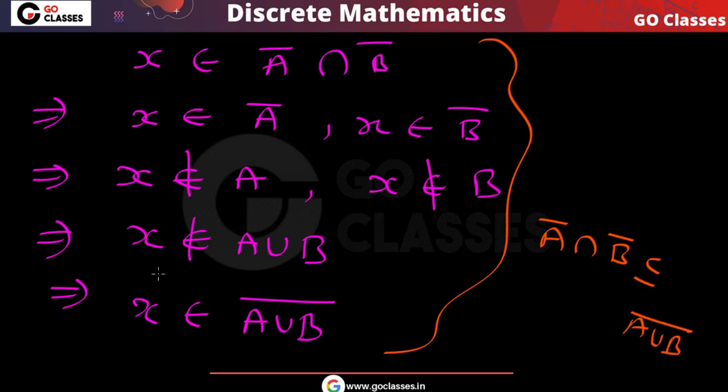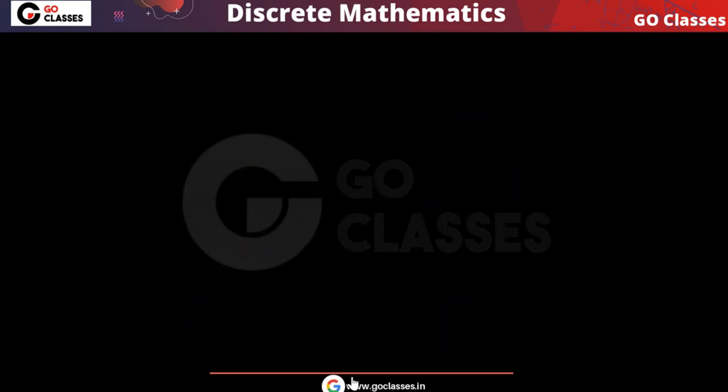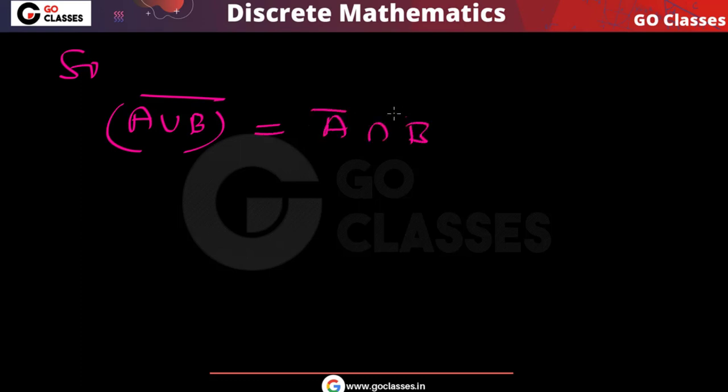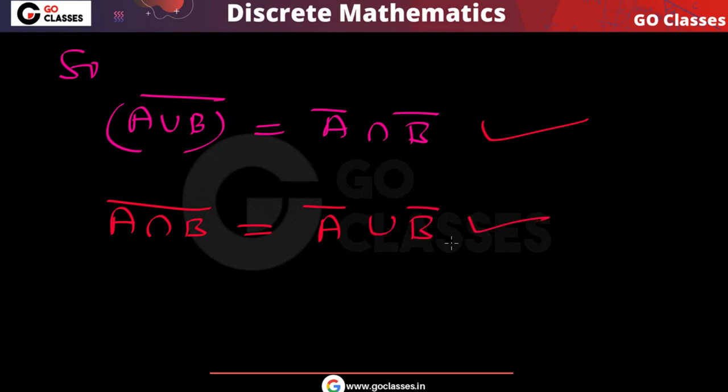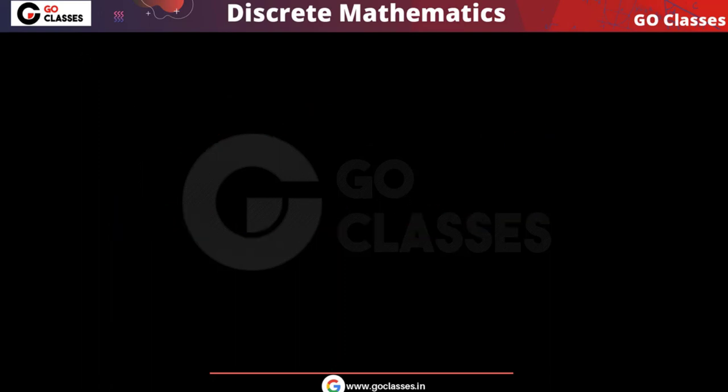So from these two, we can say that A union B complement is basically A complement intersection B complement. Similarly, you can apply the same method and prove that A intersection B complement is equal to A complement union B complement. And this De Morgan law is actually very important.